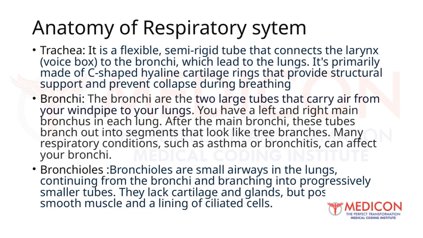Now, from the bronchi, we have smaller airways called bronchioles. These are the tiny tubes that continue branching out within the lungs. Unlike the bronchi, bronchioles lack cartilage and glands, but they do have smooth muscle in their walls, which allows them to constrict or relax as needed. They also have a lining of ciliated cells, which help move mucus and trapped particles out of the lungs.